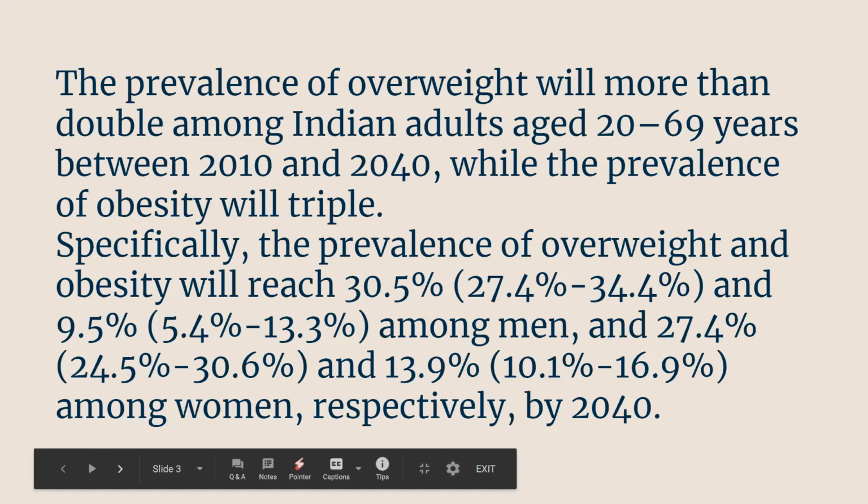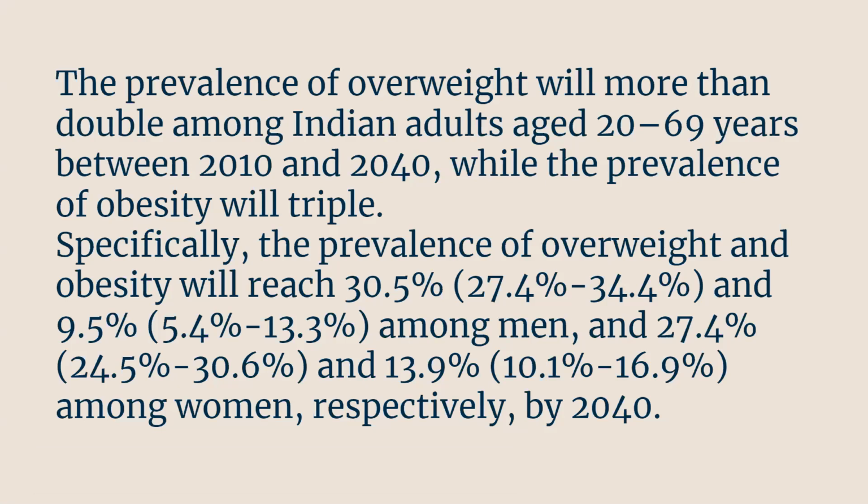Now this is what the statistics say. The prevalence of overweight will double among Indian adults aged 20 to 69 between 2010 and 2040, while the prevalence of obesity will triple. This was a study done by the Indian government, Health Ministry. They said that whatever the incidence is in 2010, by 2040 it will double, and the prevalence of obesity will triple. So these are very bad numbers.